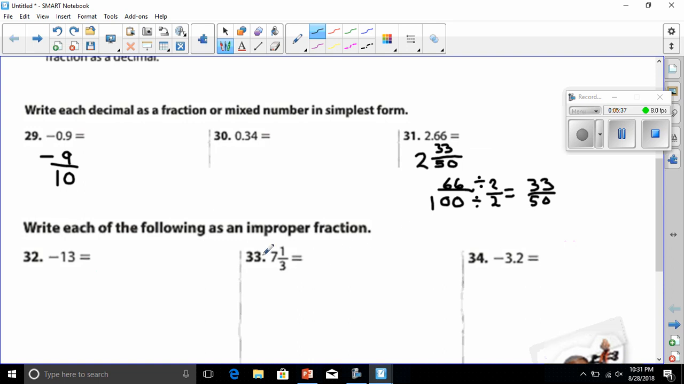All right, let's try number 33. This time it says write each of the following as an improper fraction. Well, we remember from when we were in elementary school and intermediate school that we have to take the bottom number, our denominator, multiply it to the number that's in front, the whole number, and add it to our numerator. So if we do this, we're remembering that we're going to take 3 times 7, and then whatever our answer is, we're going to add it to 1.